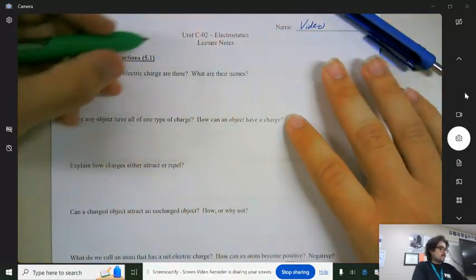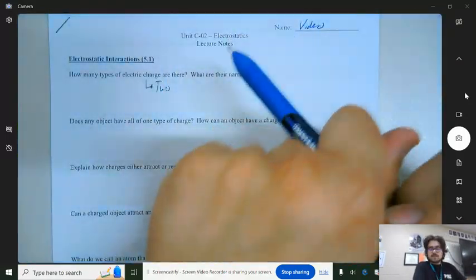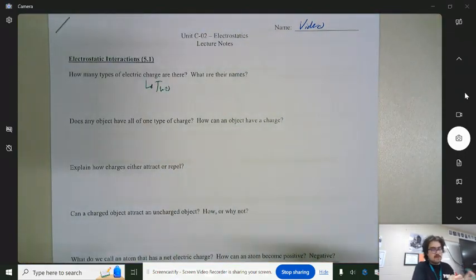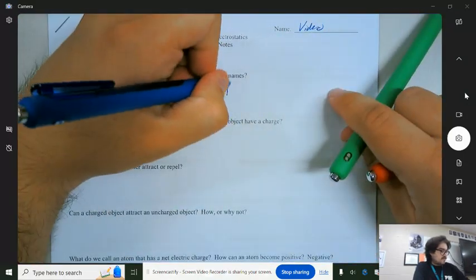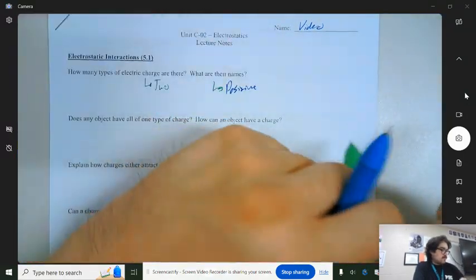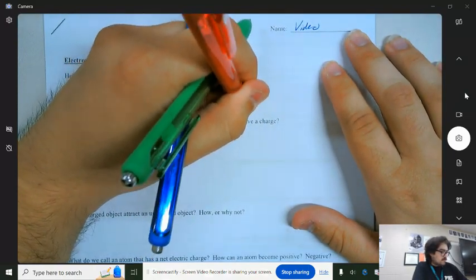So first off, there's two types of electric charge, and this shouldn't be a surprise to you at all. They are called positive and negative. I usually use positive as blue, negative as red.